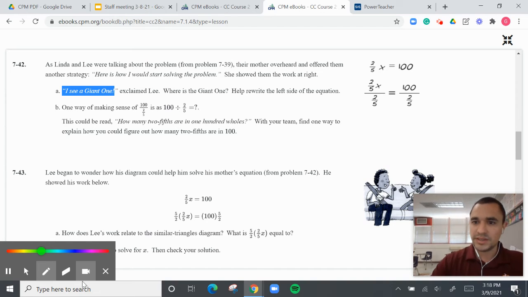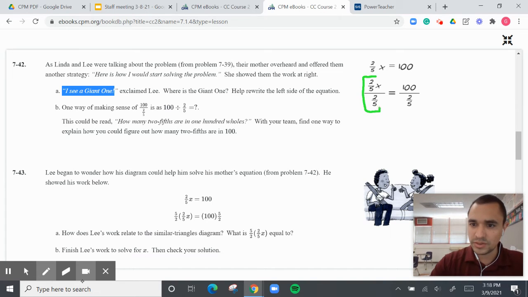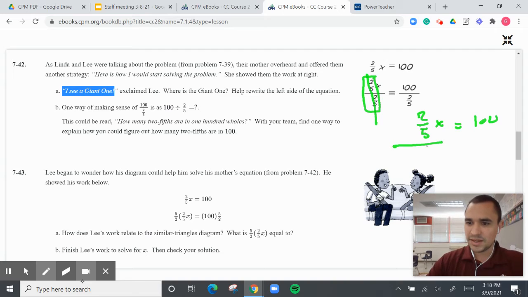This is my giant 1 right here, and I always box it, and I draw a 1 right down the middle. Where's the giant 1? Help rewrite the left side of the equation. So you can rewrite this in the sense of 2/5 x equals 100, and then I divide by 2/5, divide by 2/5, and that is my giant 1 right there.